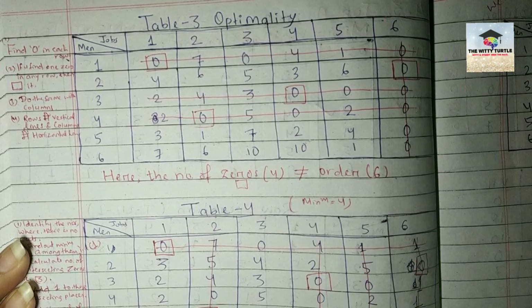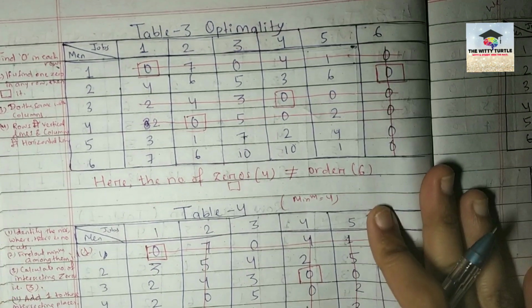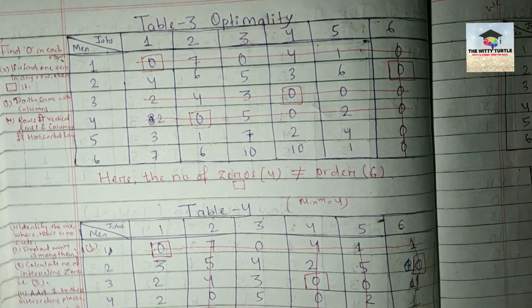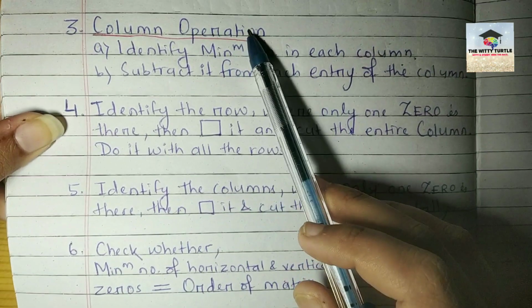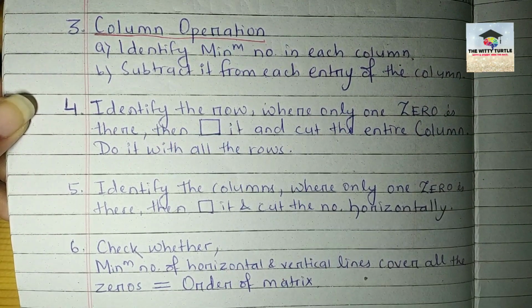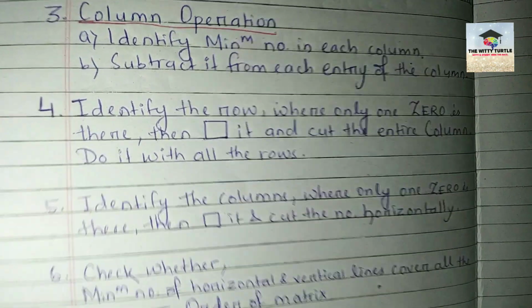So this is your table number 3. Now, what was the next step? Let's read the next step. Row operation and column operation are done. Now you have to identify the row where only 1 zero is there.